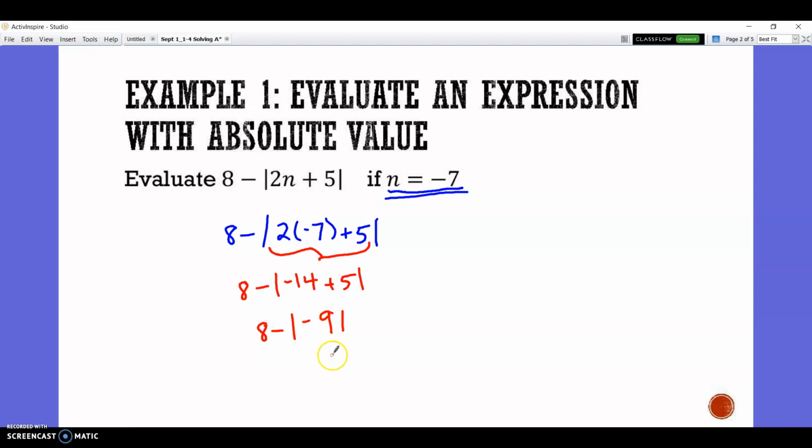Now that we have just one number inside the absolute value, now we're going to figure out what the absolute value of that number is. So the absolute value of -9 is +9. So this just becomes 8 minus the number 9, which is -1. Okay, so you want to simplify whatever's inside the absolute value down to just one number like we did. We figured out that inside that absolute value is a -9, and then we figure out the absolute value of that number, which is always going to be a positive number, and then simplify from there.